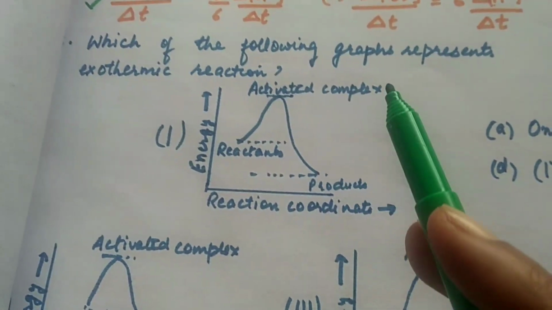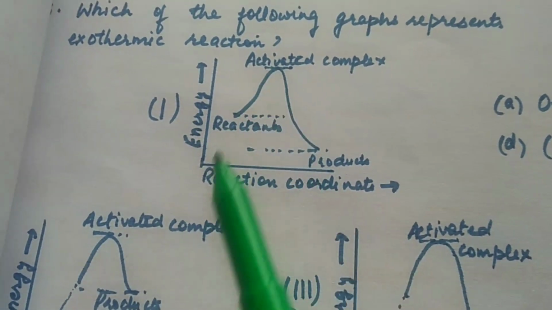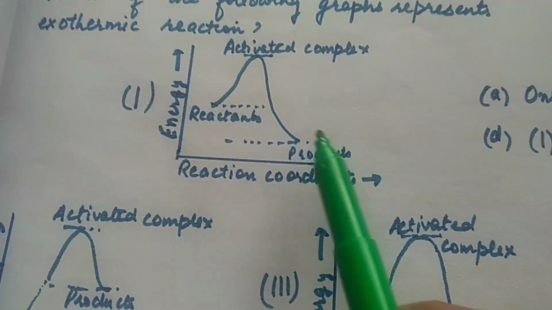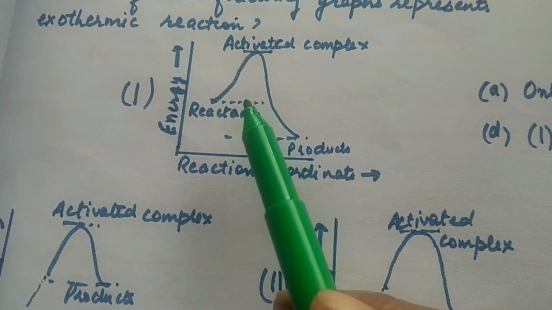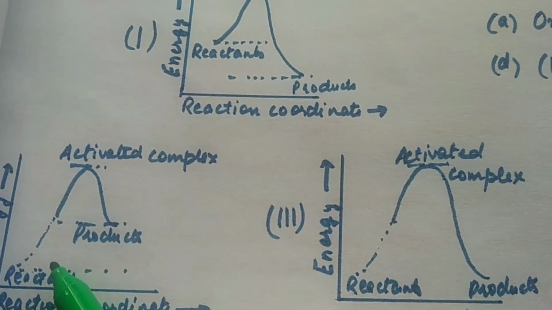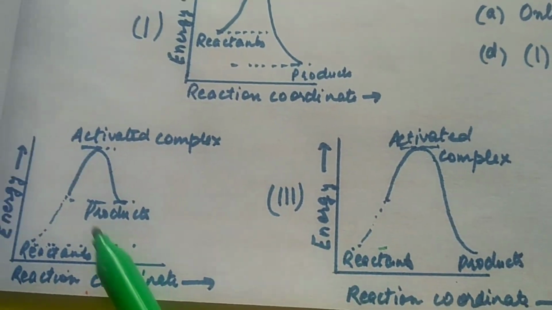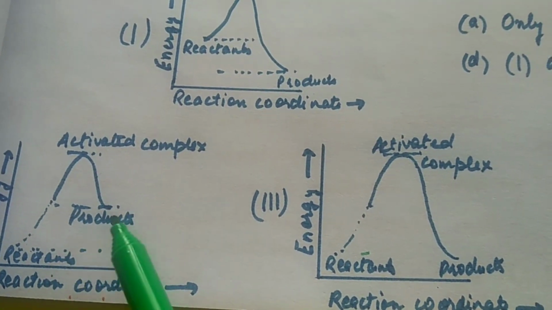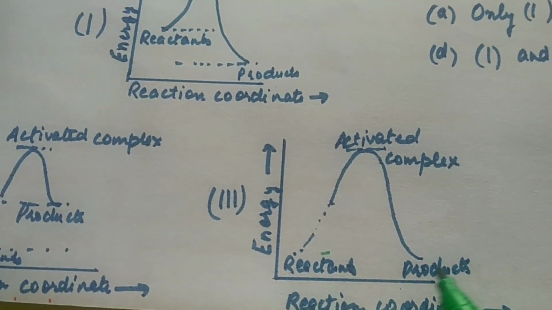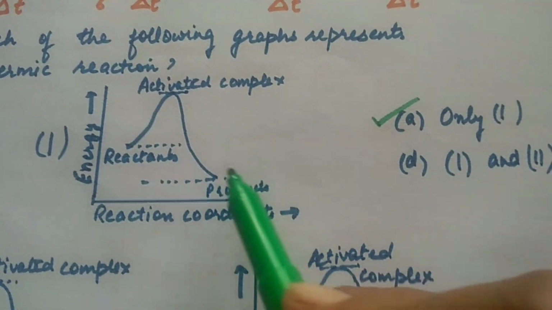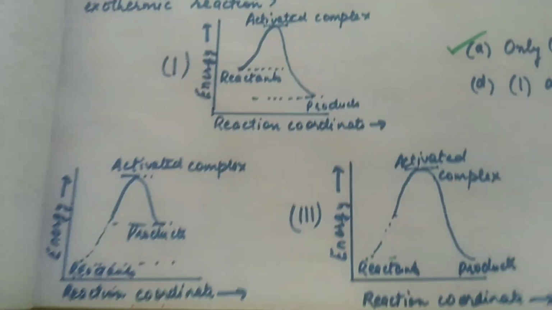Which of the following graphs represents an exothermic reaction? The energy of reactants is more, that of products is less. So this extra energy is released in the form of heat. Option 1 is an exothermic reaction. Options 2 and 3 are not exothermic because here the energy of products is more, so the reaction should be endothermic, and here they are the same. So option A, only 1, is correct. Extra energy is released in the form of heat.